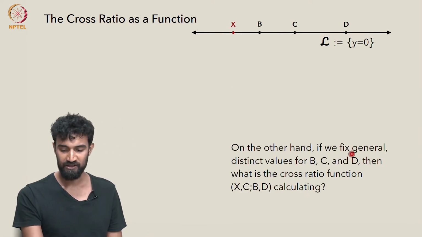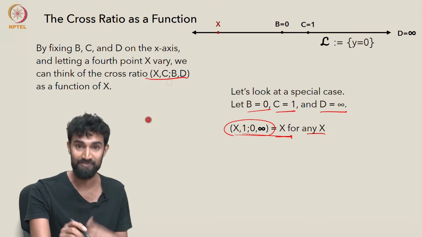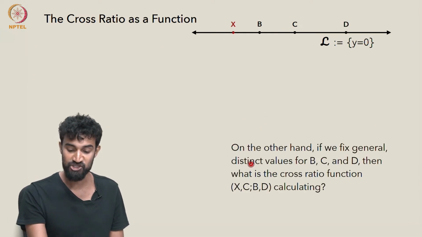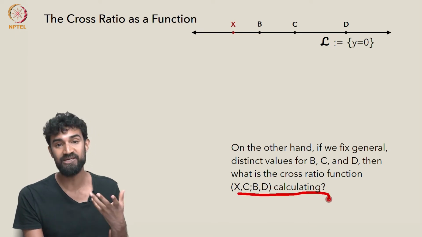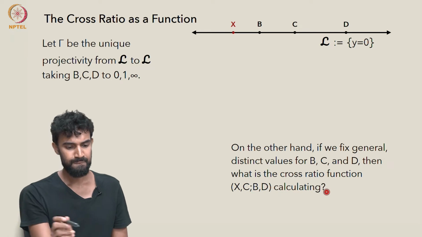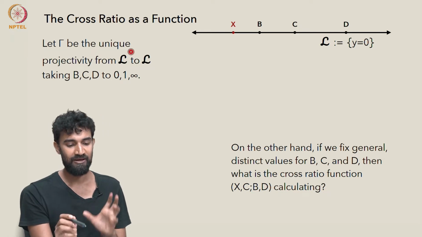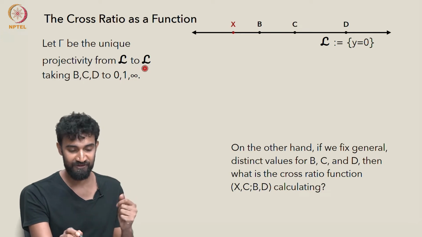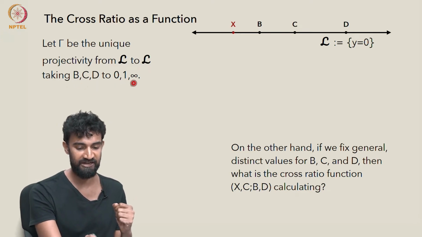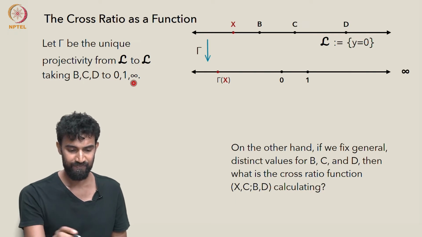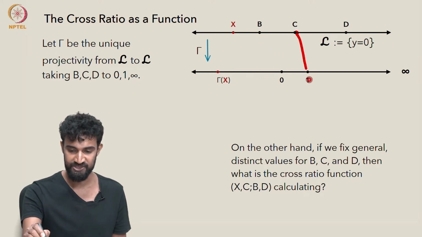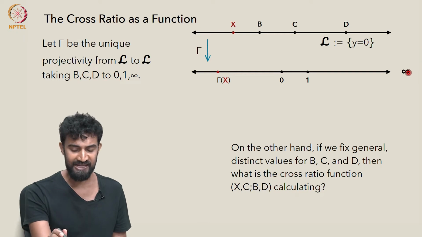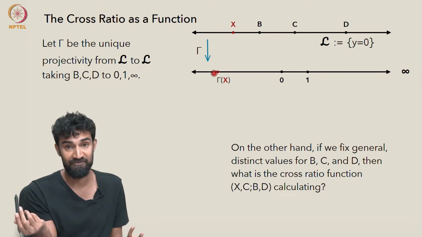But on the other hand, let's look at the more general case where b, c, and d can be any points, any numbers. If we fix general, distinct values for b, c, and d, then what is the cross ratio function (x, c; b, d) actually calculating? What is it actually telling us? So to see that, let's let gamma be the unique projectivity from L to itself that takes b, c, and d to 0, 1, and infinity. By the fundamental theorem in one dimension, there's a unique gamma that takes b to 0, c to 1, and d to infinity. And that gamma is going to take x somewhere, to some gamma of x.